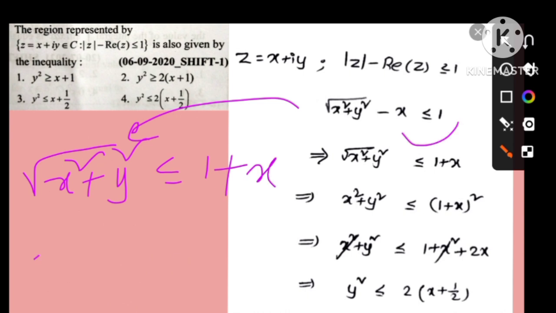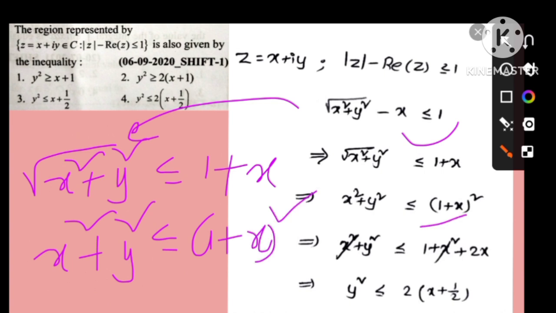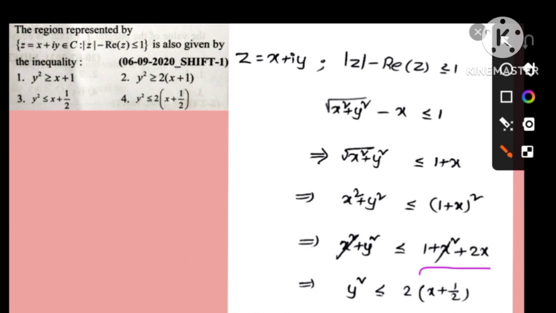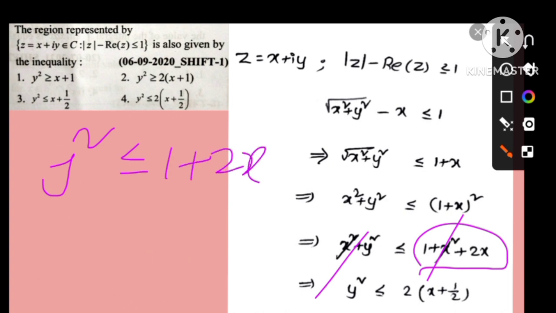Okay, now squaring on both sides, what do you get? x² + y² is less than or equal to (1 + x)². Understand all of you? Now take the expansion of (1 + x)². What do you get? 1 + x² + 2x. Okay, cut the x². What are the remaining values? y² is less than or equal to 1 + 2x. That's all. This is the answer.